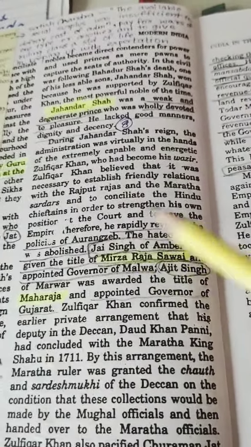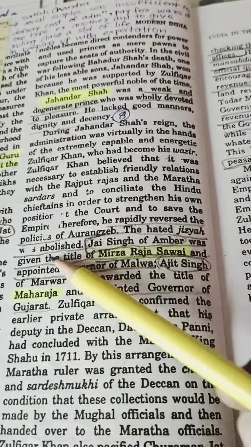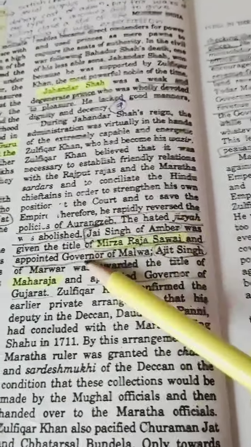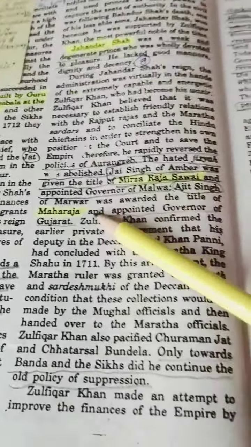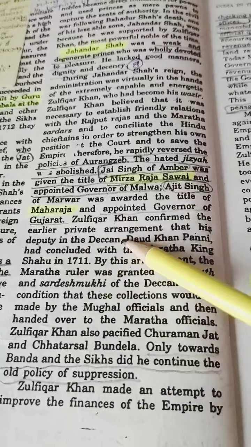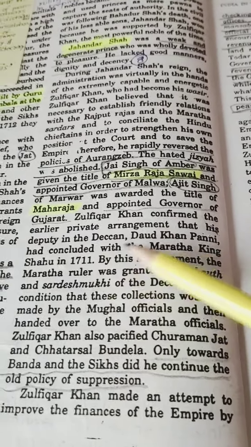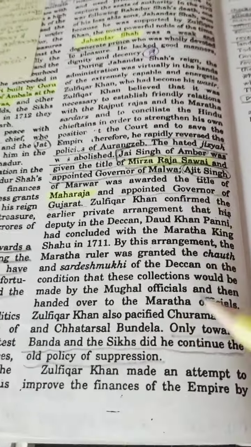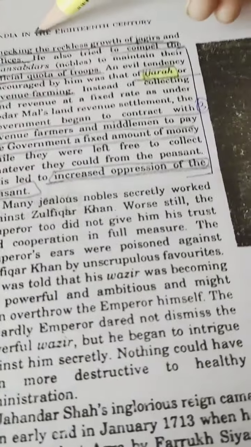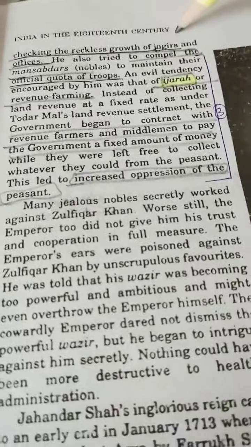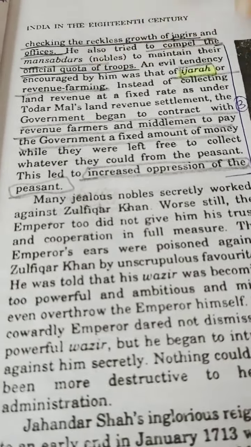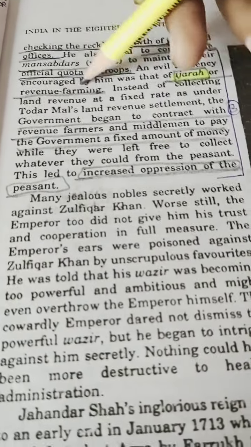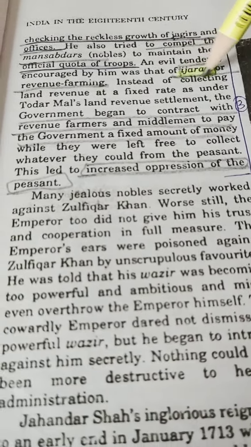See, then he rapidly reversed the policies of Aurangzeb. The hated jizya was abolished. Jai Singh of Amber was given the title of Mirza Raja Sawai and appointed governor of Malwa. Ajit Singh was again appointed governor of Gujarat. Zulfikar Khan confirmed the earlier private arrangement with his deputy in the Deccan, and this is all something to read. Zulfikar Khan made an attempt to improve the finances of the empire. How? He started checking the reckless growth of jagirs and offices. He tried to compel the Mansabdars to maintain the official quotas of troops, and an evil tendency encouraged by him was that of ijara, or revenue farming.